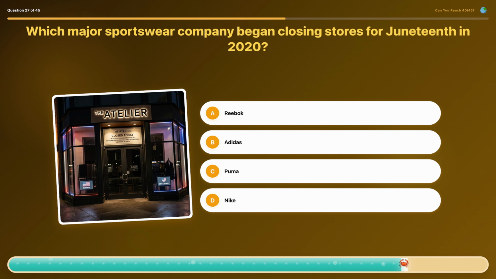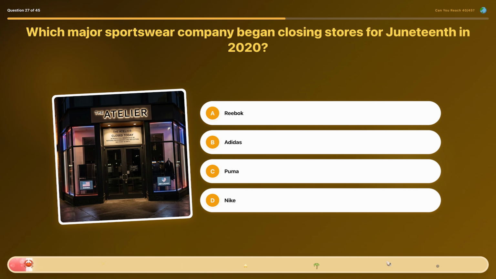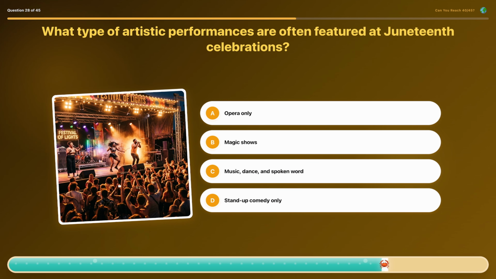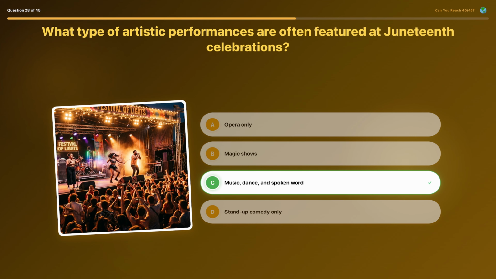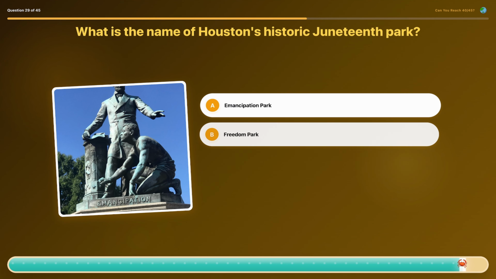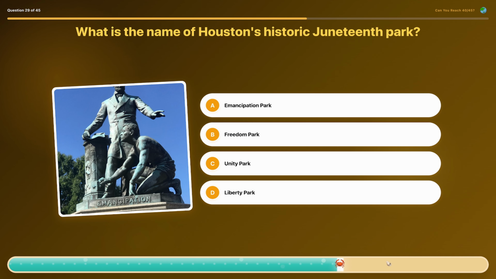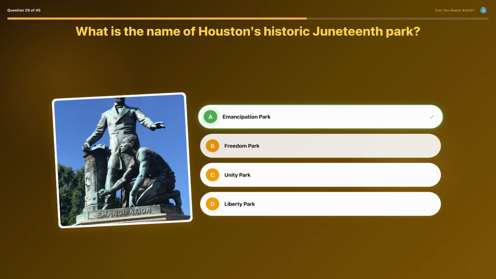Which major sportswear company began closing stores for Juneteenth in 2020? Nike. What type of artistic performances are often featured at Juneteenth celebrations? Music, dance, and spoken word. What is the name of Houston's historic Juneteenth park? Emancipation Park.